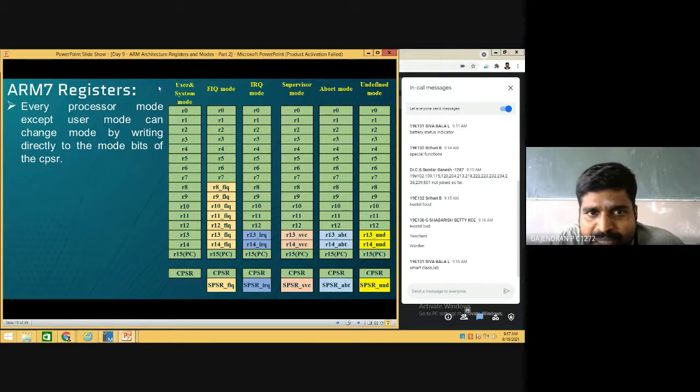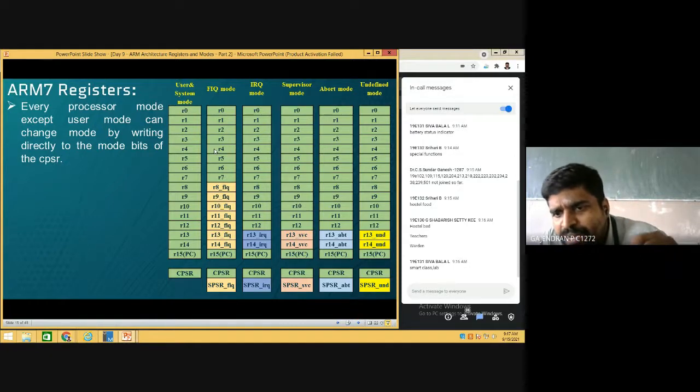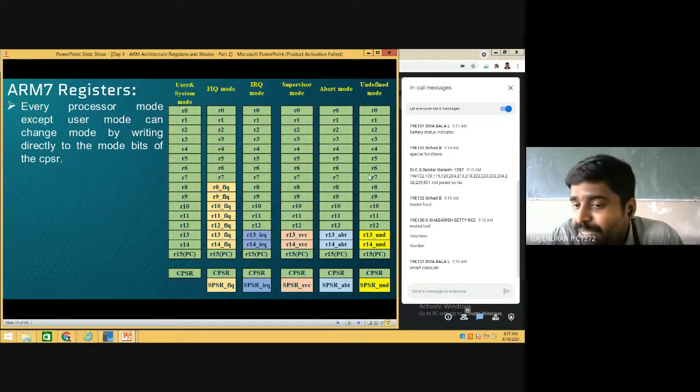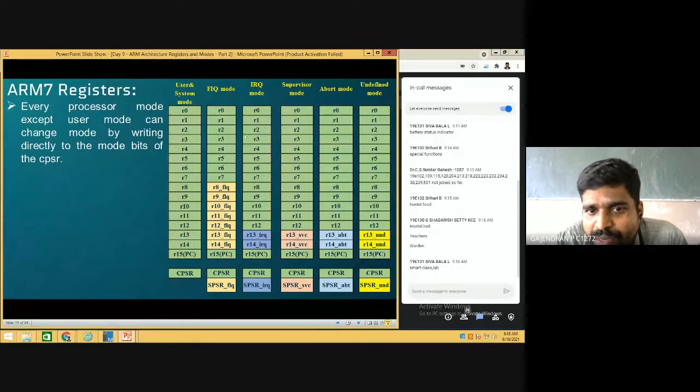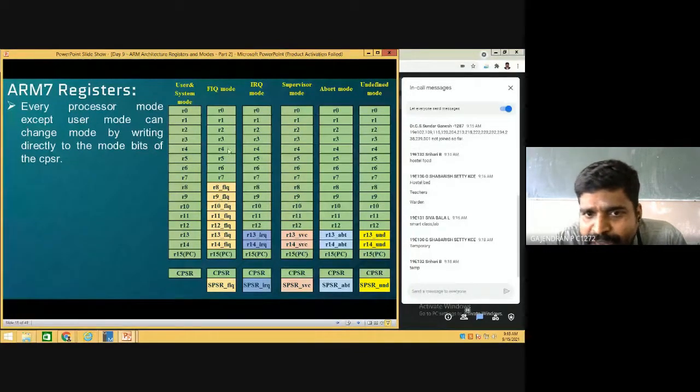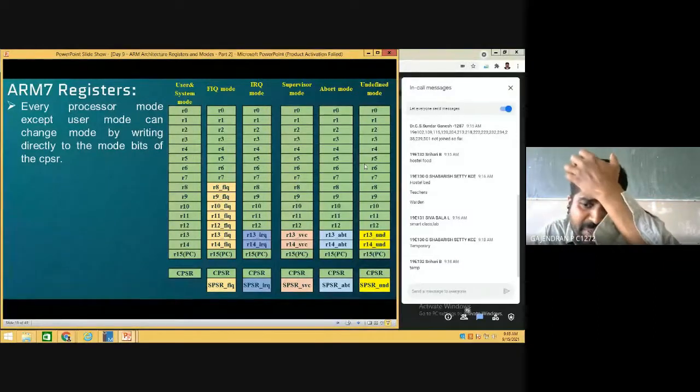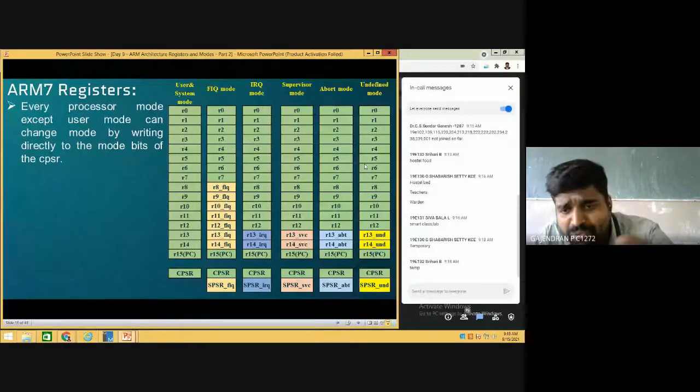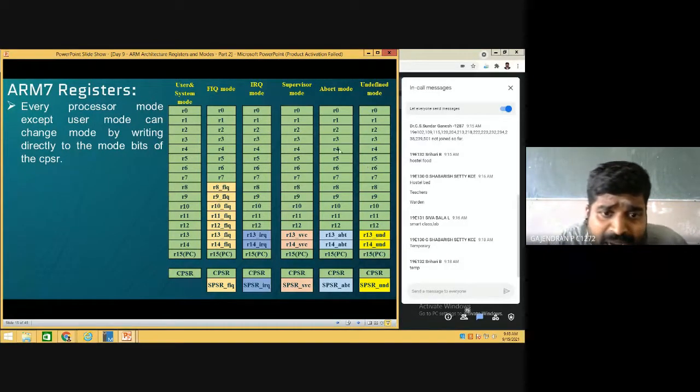These modes, other than user mode, are not temporary? Step by step I am asking the question. If you answer, it will be good. Do you stay more time in these modes? No, as Srihari said, it is temporary. The moment you go, you will come back. Please listen. I am switching from user mode to FIQ.